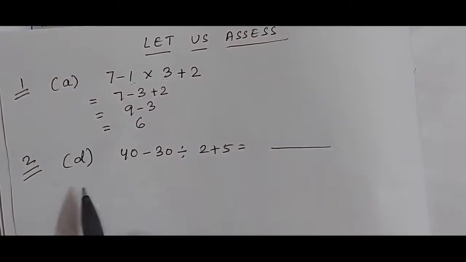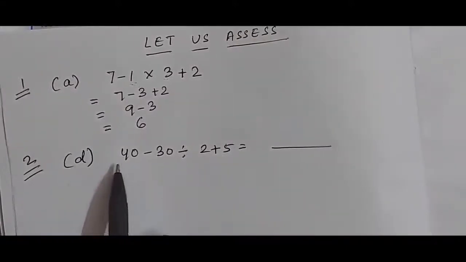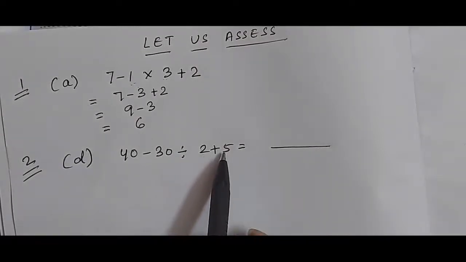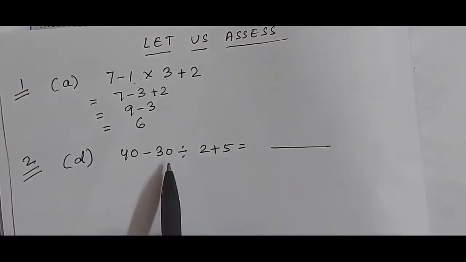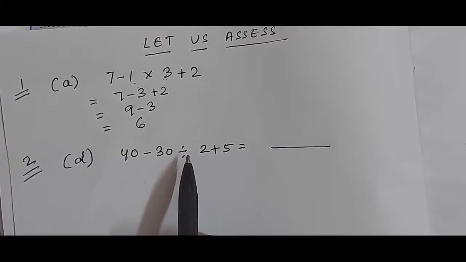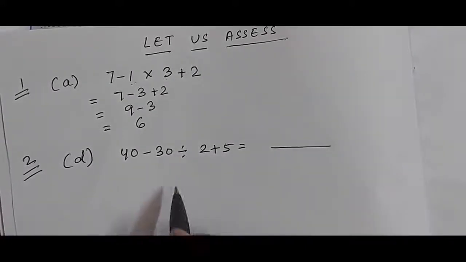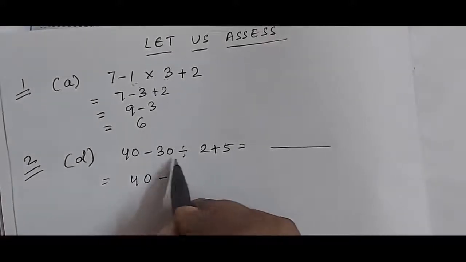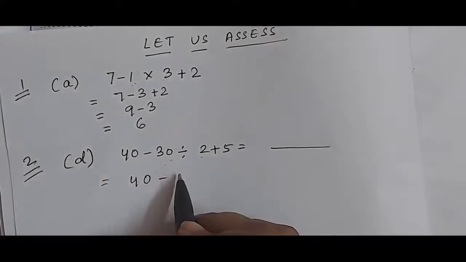Now let us do the next question, bit D. 40 minus 30 divided by 2 plus 5. Here first we should do division. Okay, DMAS rule, first we should go for division. So this can be written as 40 minus 30 divided by 2, which is 15, plus 5.